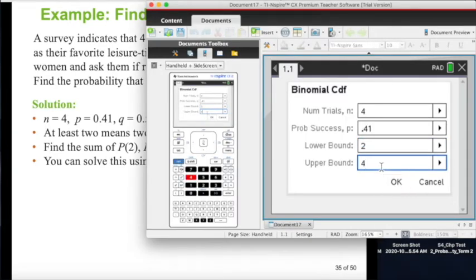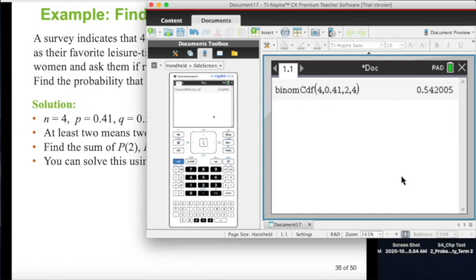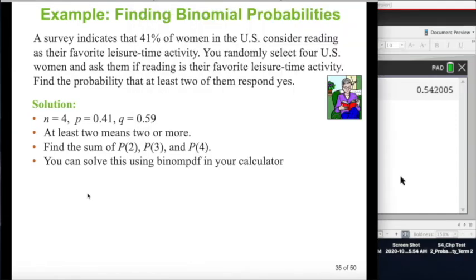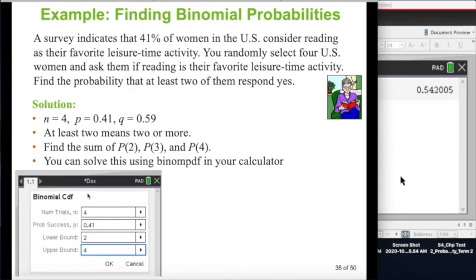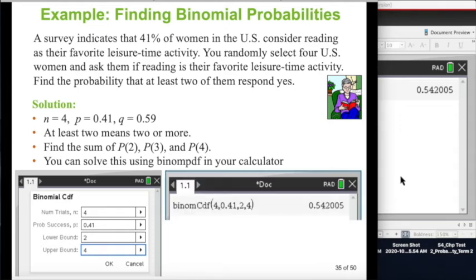So put 4 and then click OK. There you go. That's simple. That's the answer. And again, usually the answer is given in 3 significant figures. So the probability of x greater than or equal to 2 is approximately equal to 0.542. Very simple.